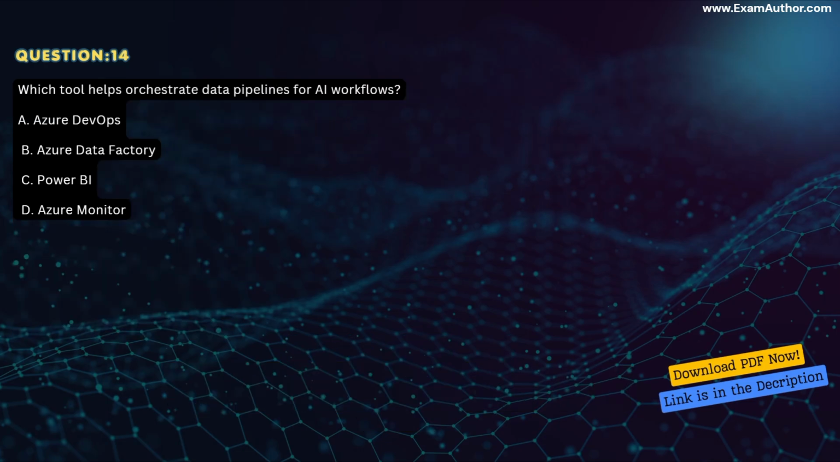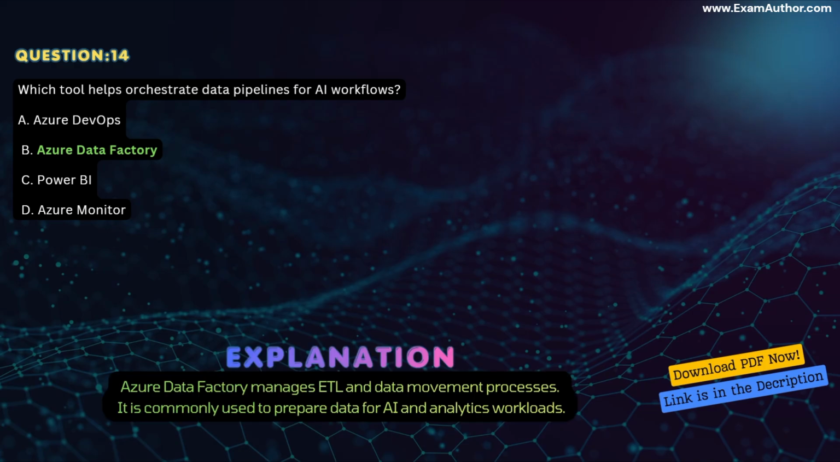Question 14. Which tool helps orchestrate data pipelines for AI workflows? A. Azure DevOps. B. Azure Data Factory. C. Power BI. D. Azure Monitor. Correct answer B. Azure Data Factory. Explanation. Azure Data Factory manages ETL and data movement processes. It is commonly used to prepare data for AI and analytics workloads.